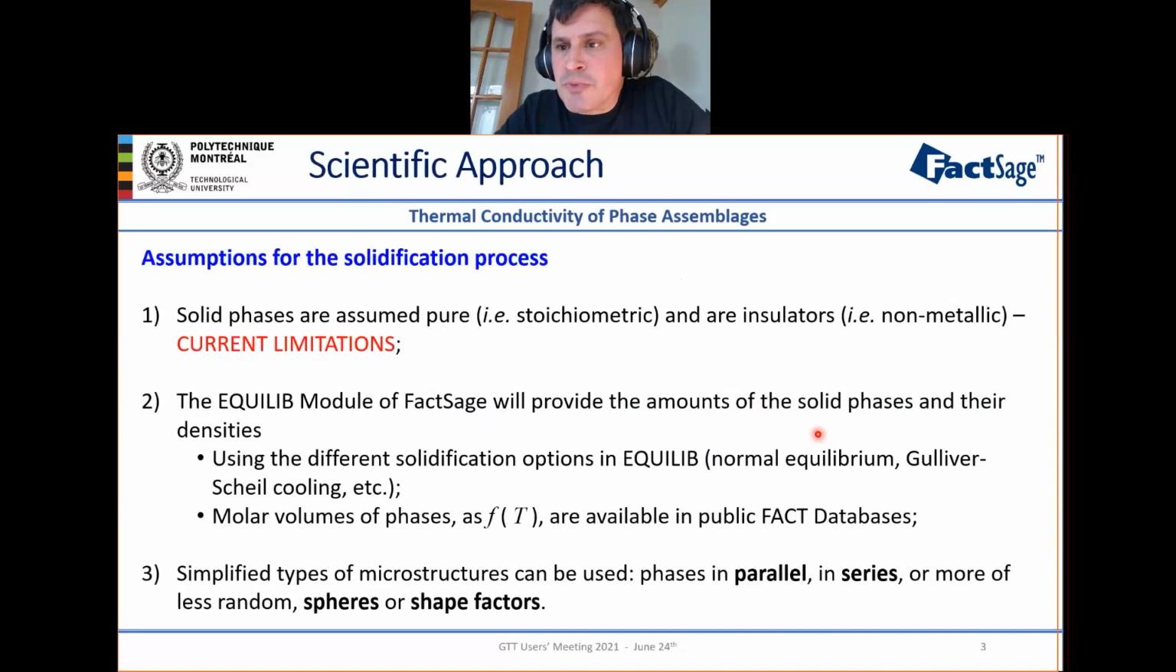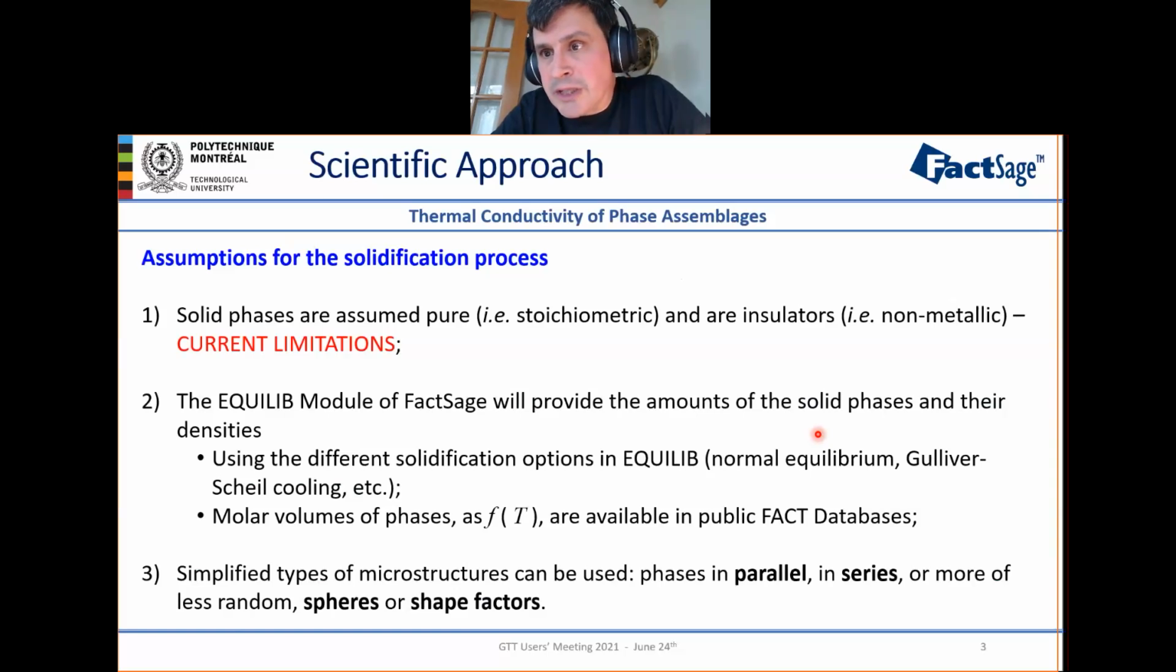We wanted to provide a company with a thermal conductivity model for this side ledge, which is related to its thickness. So basically, we need a model that is able to compute phase properties and microstructure properties for the thermal conductivity. But we have to make assumptions here.